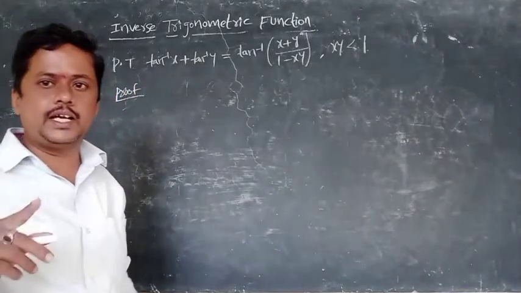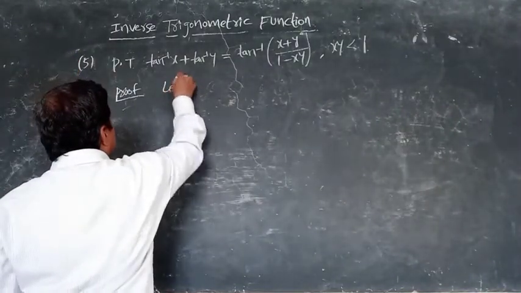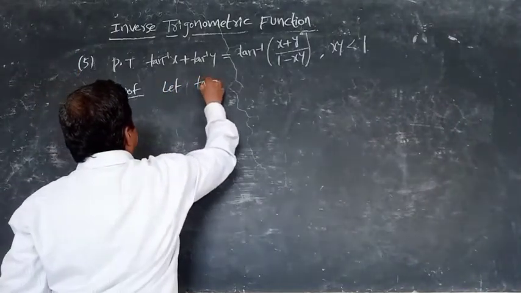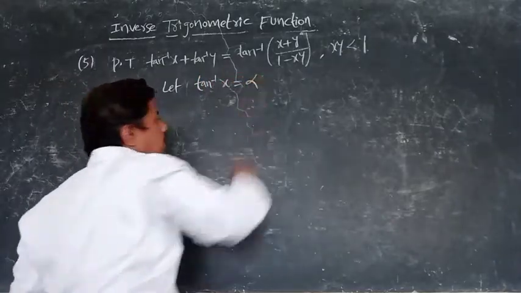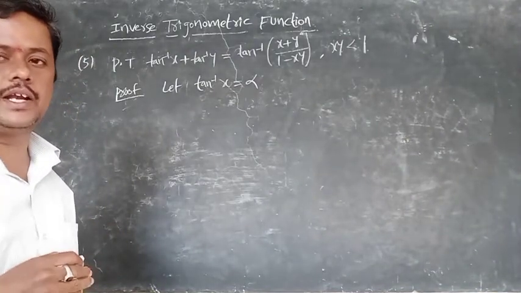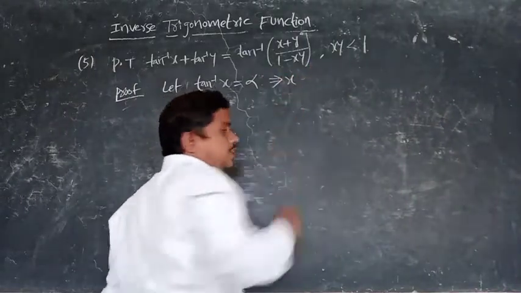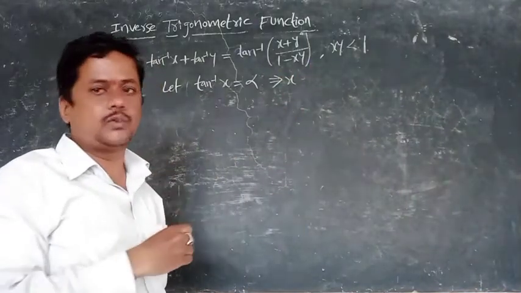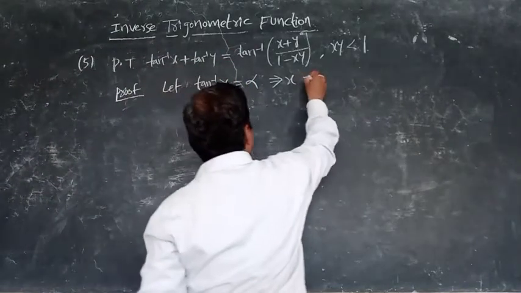Let us consider tan inverse x is equal to alpha. According to the definition of the tan inverse x, we can write x is equal to tan alpha.